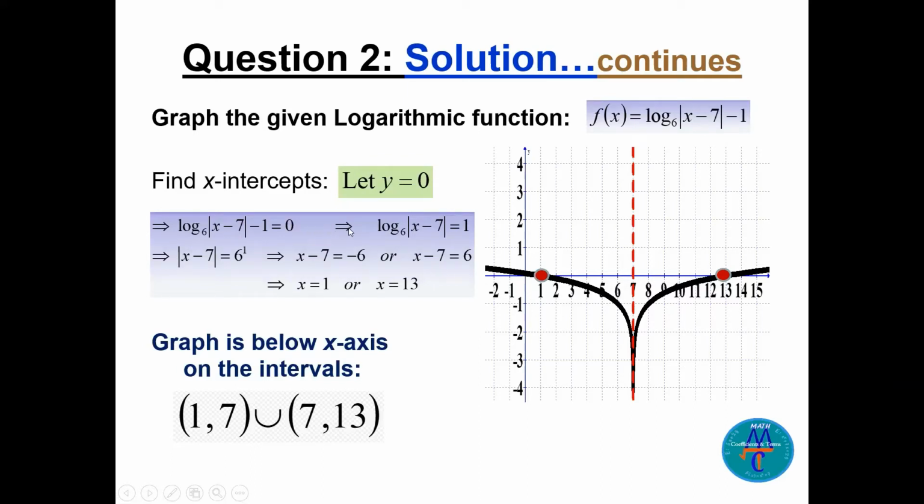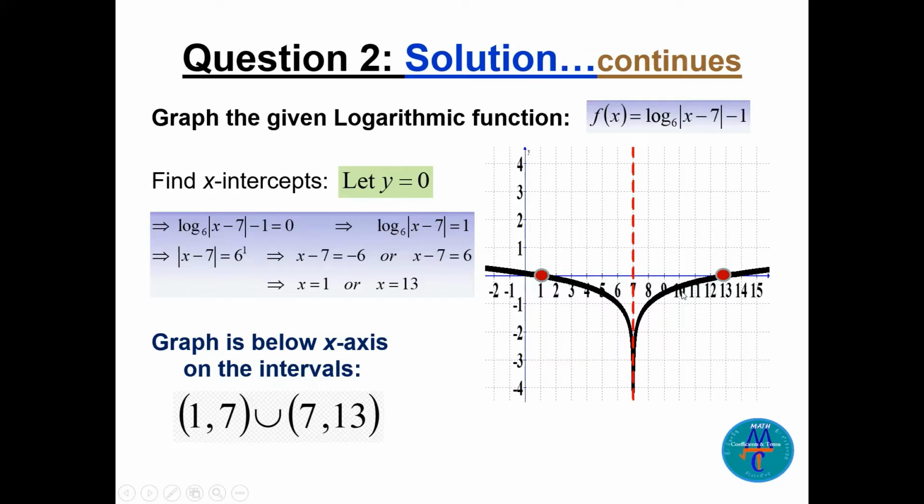So for sure, we have to find the x-intercept. Let y equal 0. So I put all this log equal to 0. Take 1 to the other side. Use the LE rule here. Change this logarithmic into exponential. So x minus 7 inside the absolute value will be the base 6 to the power 1. So now we have case number 1 in solving absolute value equations. So x minus 7 is equal to minus 6, or x minus 7 is equal to 6. So x will be 1 or 13.